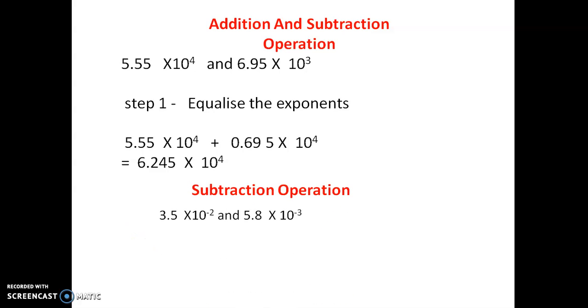Now we see the subtraction operation. For example, we take 3.5 times 10 raised to minus 2 and 5.8 times 10 raised to minus 3. Again, step 1 is to equalize the exponents. So 3.5 times 10 raised to minus 2 minus 0.58 times 10 raised to minus 2. The answer comes out to be 2.92 times 10 raised to minus 2.